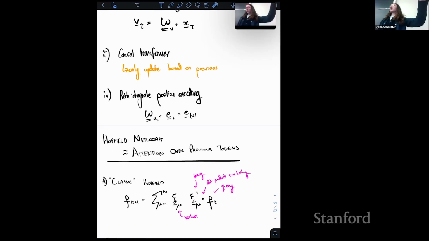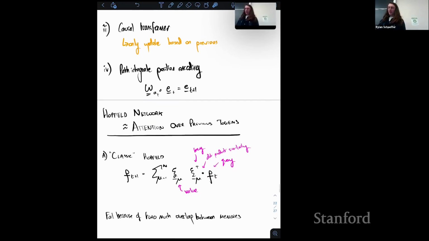You're doing this dot product to get the current similarity between the query and the key. And then you're summing up all of the memories, weighted by that dot product. They're the values. So that's a simple version. But actually, these Hopfield networks are quite bad. In some senses, they tend to fail. They have a low memory capacity.